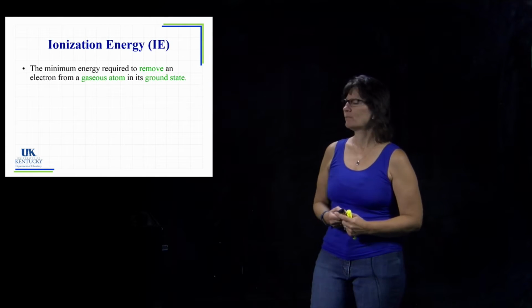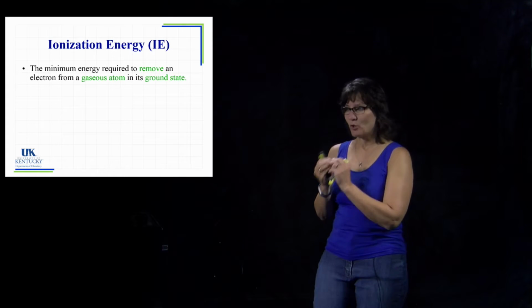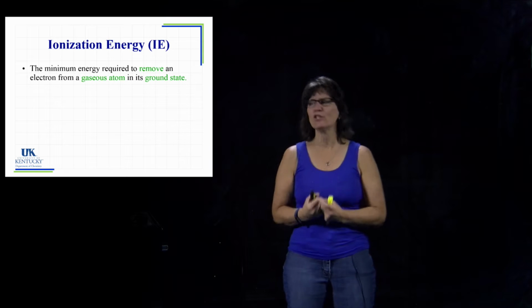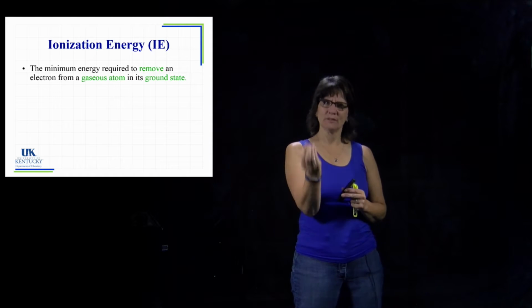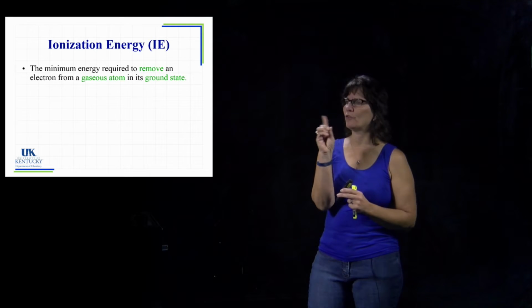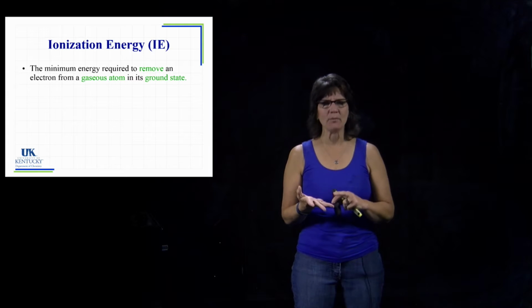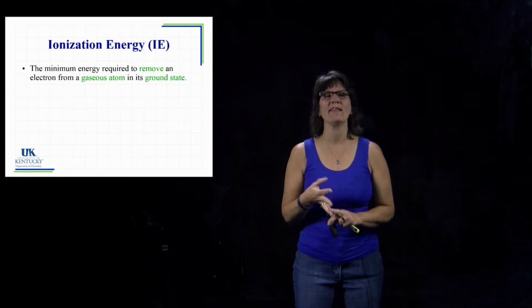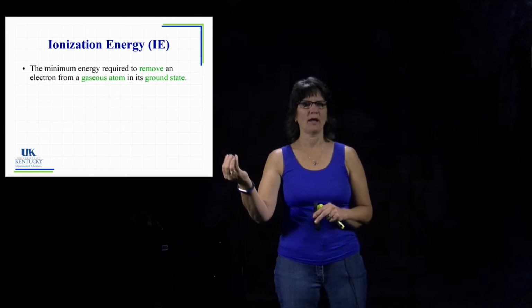Let's define it. It's the minimum energy required. It is a required value. It takes energy to do this, to remove an electron, and we have to define which electron. We're going to remove an electron, the easiest one, from a gaseous atom in its ground state. That is the way that we can define it so that we can make a comparison across the elements on the periodic table.